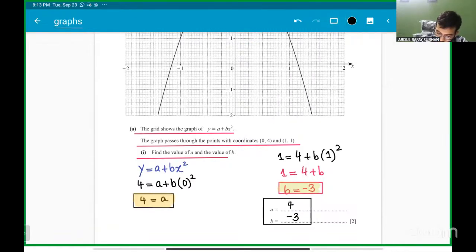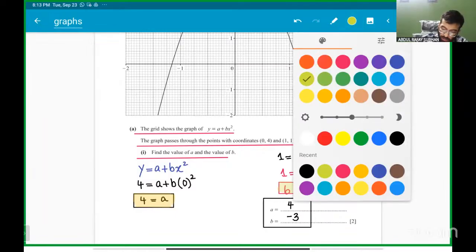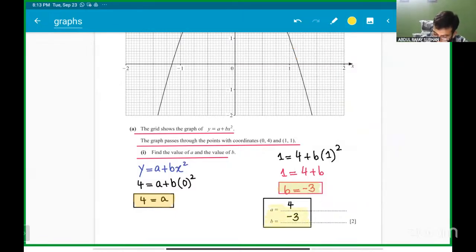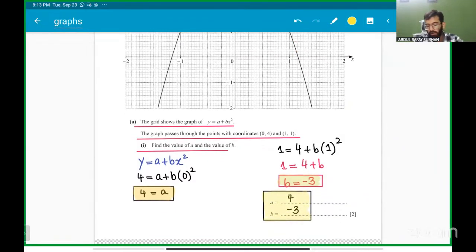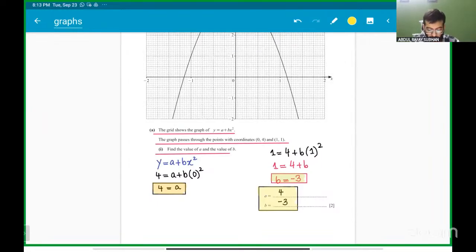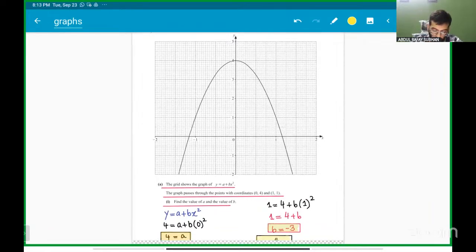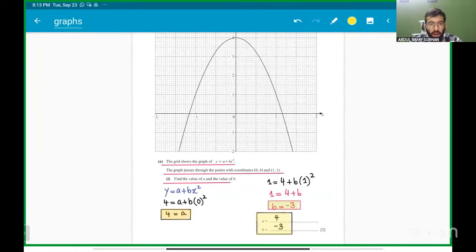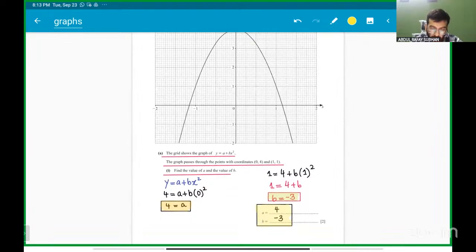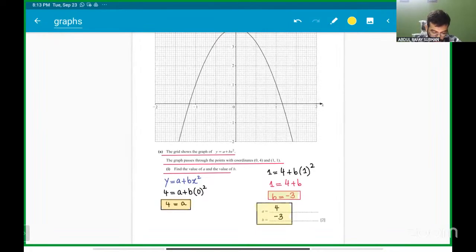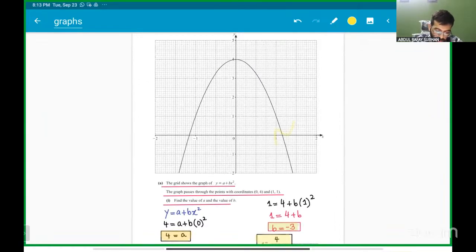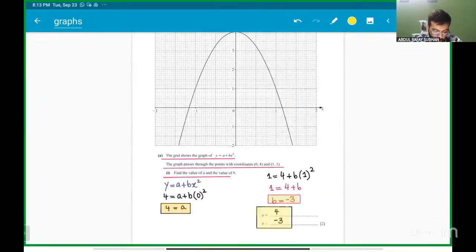That is what we have achieved, and all this is done. Is everyone clear? We have got the 2 marks, one mark for each value. That's it. A value is 4 and b value is minus 3. Any questions? Everyone understood? So we have got a as 4 and b as minus 3. That is what we have got here for part A.